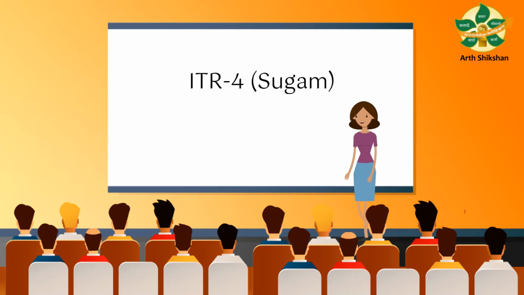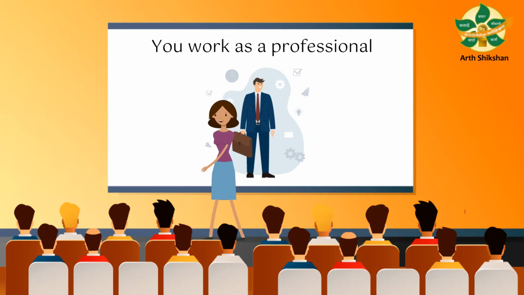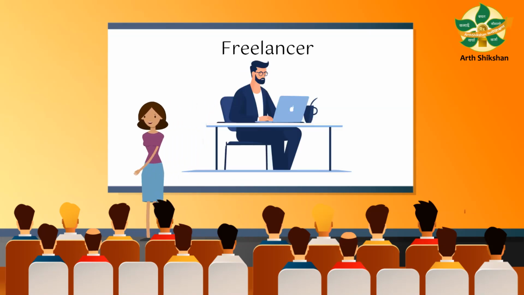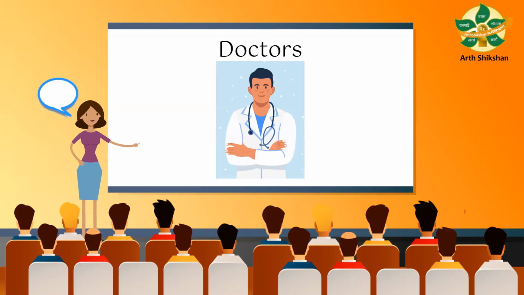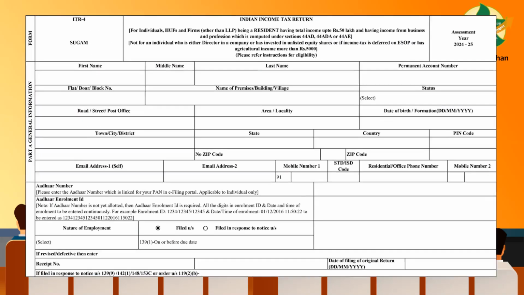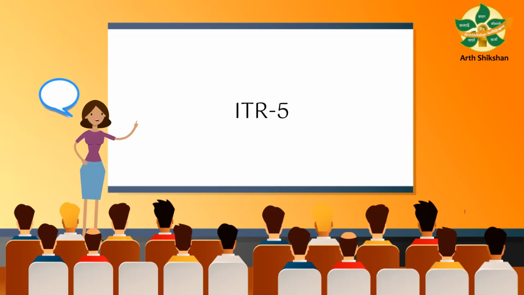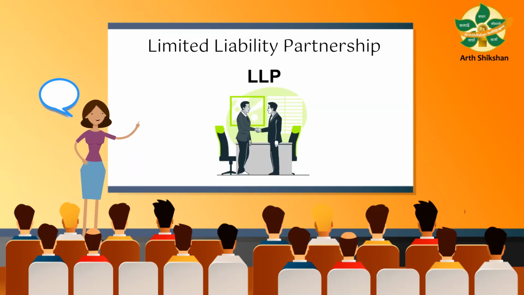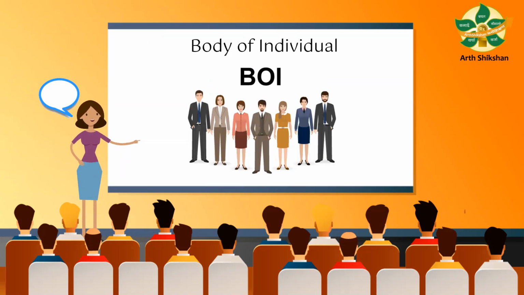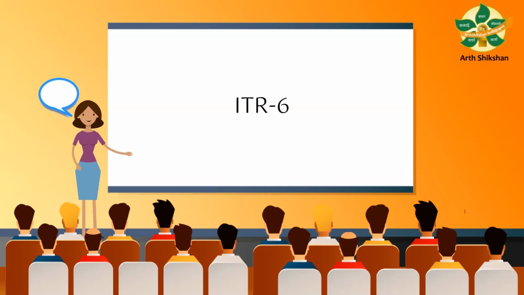ITR form number 4 or Sugam. If you work as a professional freelancer or earn income through services like those provided by doctors or lawyers, you should use ITR 4 for your income tax return. ITR form number 5. Organizations registered as LLP, AOP and BOI can utilize ITR 5 form for their income tax returns. ITR form number 6.